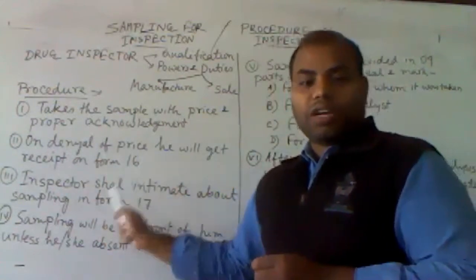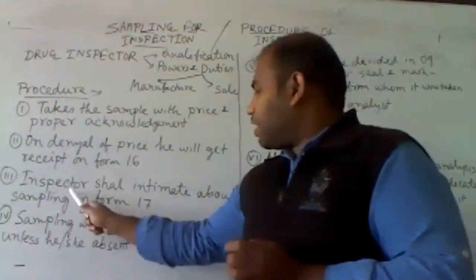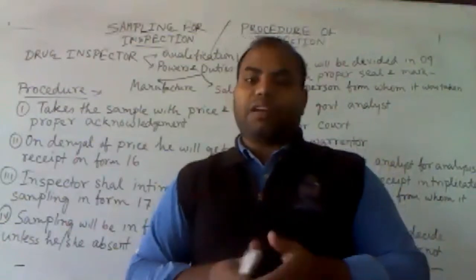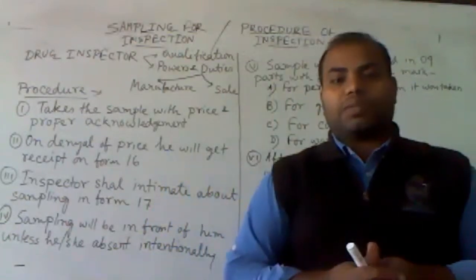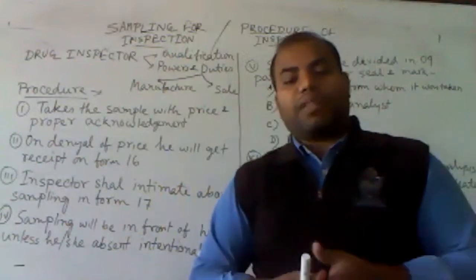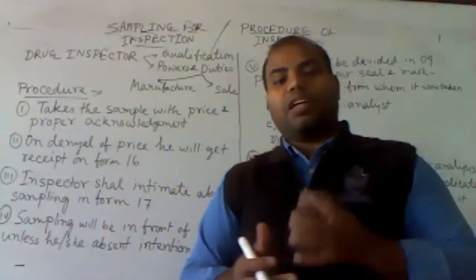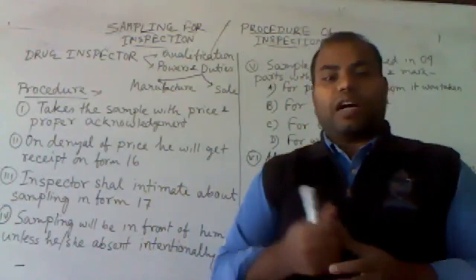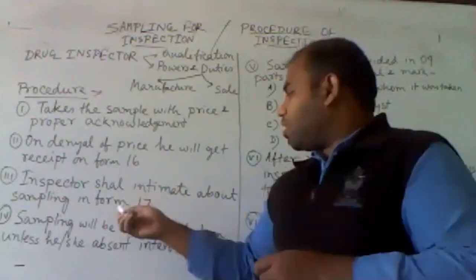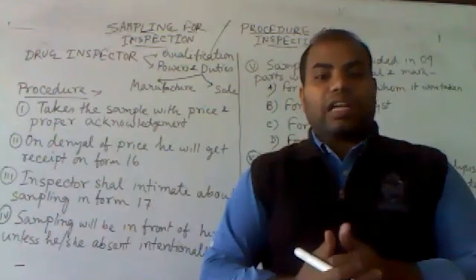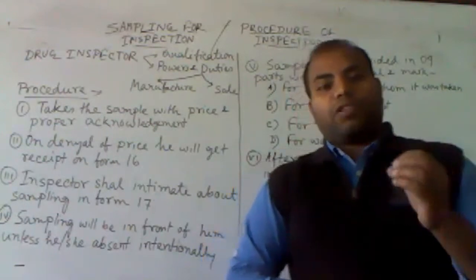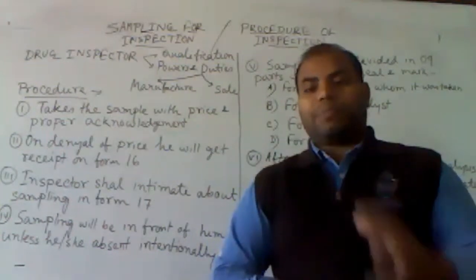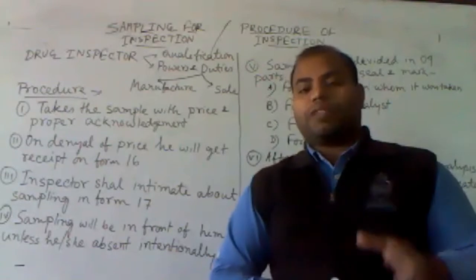Okay, next the point is that inspectors shall intimate about the sampling in Form number 17. Suppose I am a drug inspector and I am going to take a sample for inspection, then I will intimate the shop prior to that inspection, and it will be given in Form 17 that on that day there will be an inspection. For this inspection, the owner of the shop or the manufacturer, or the person responsible for the manufacturing or sale, must be present there.